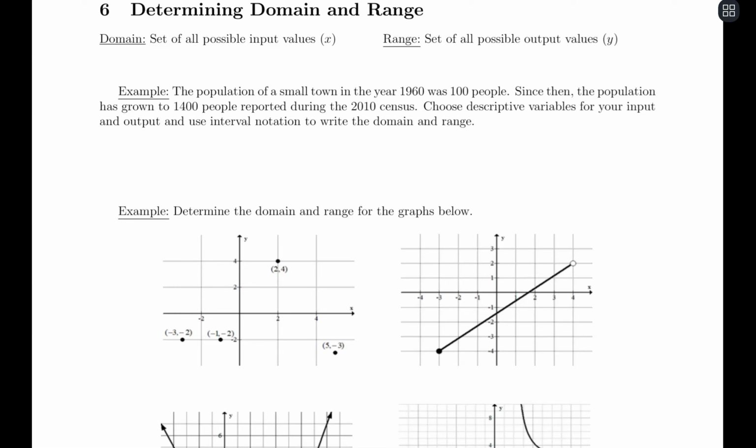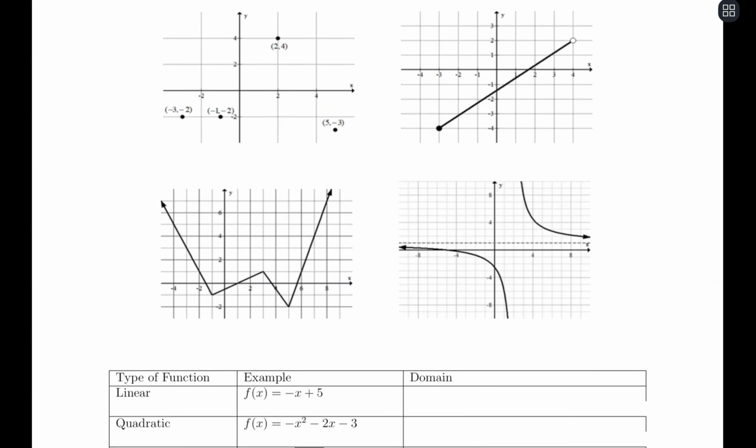Domain and range help us describe where our function is defined. So the domain's going to describe all of the possible input values we could have. So really domain focuses on x, and the range describes the set of all possible output values, which really focuses on y. So let's talk about a case in context, and then we'll go through some examples with given graphs.